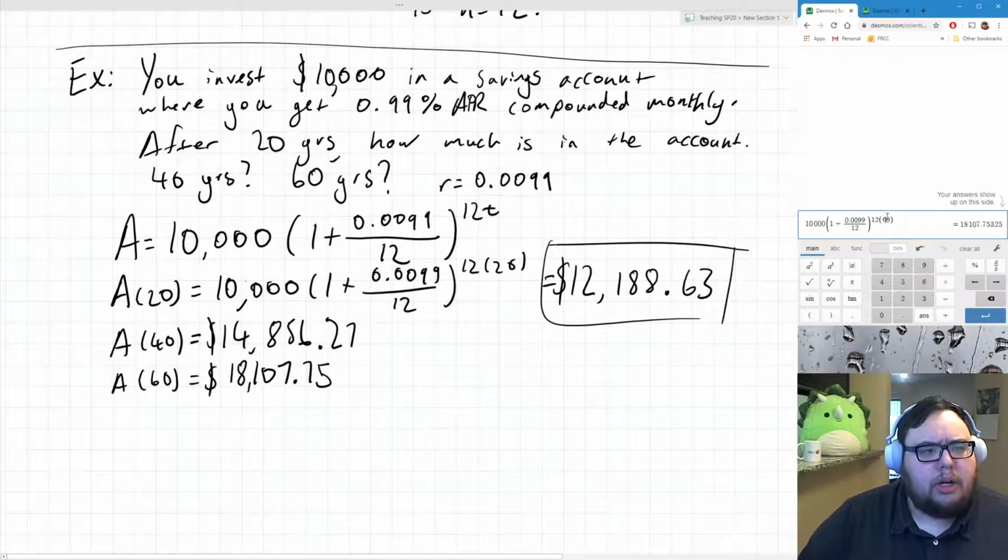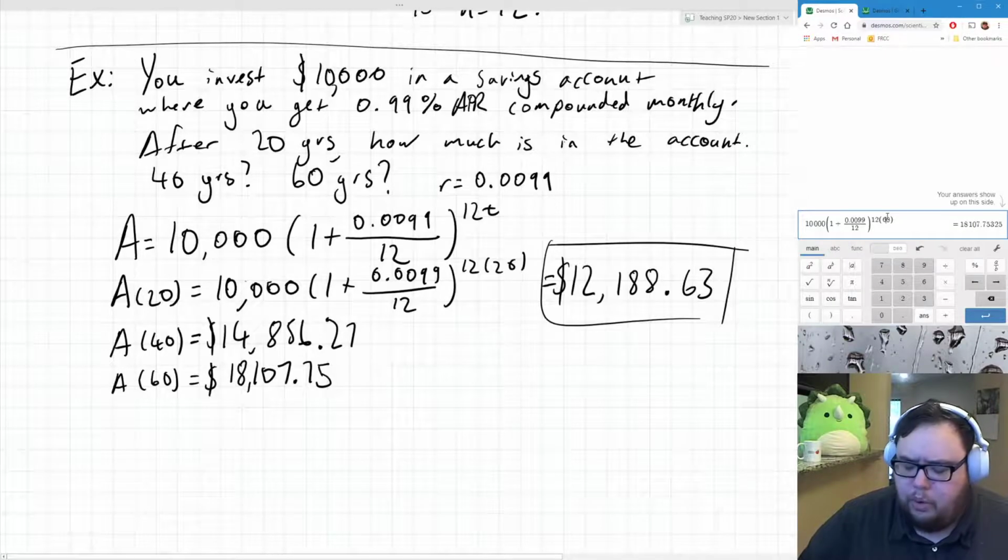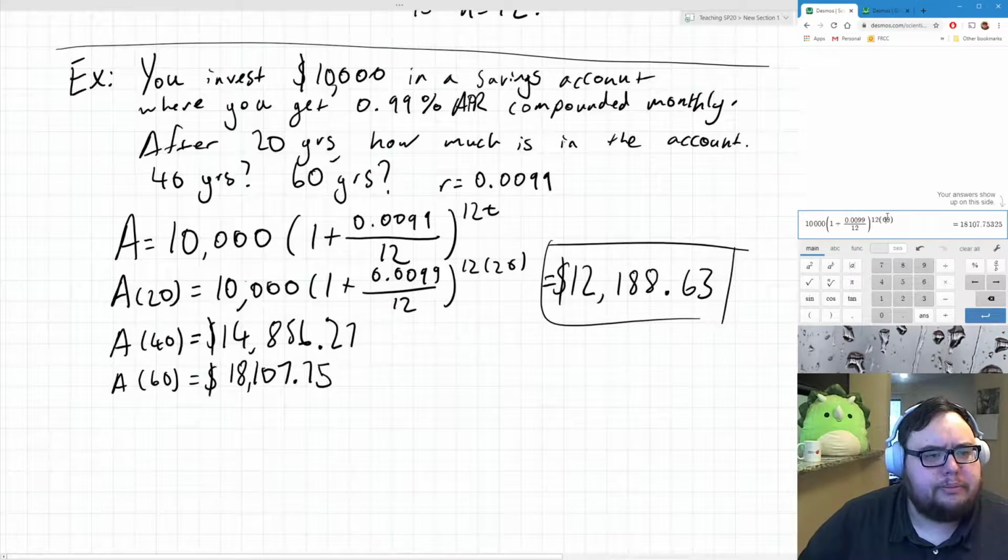Any questions about compound interest stuff so far? It's relatively straightforward. It'll get a little bit more complicated once we start using logarithms, but it's pretty much just using this formula.